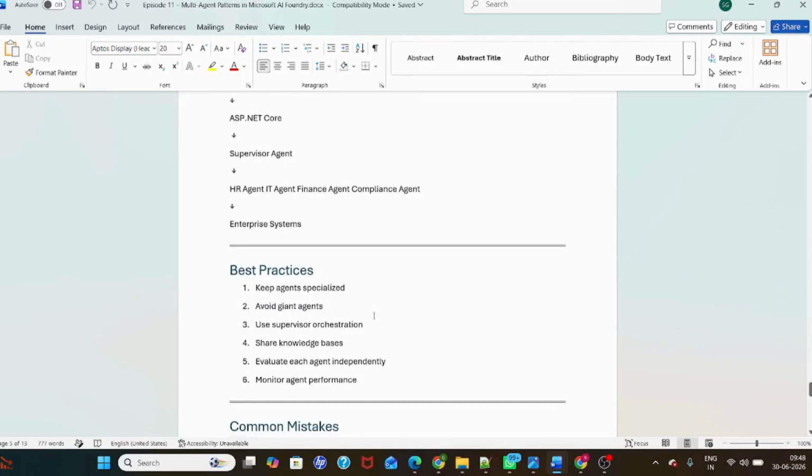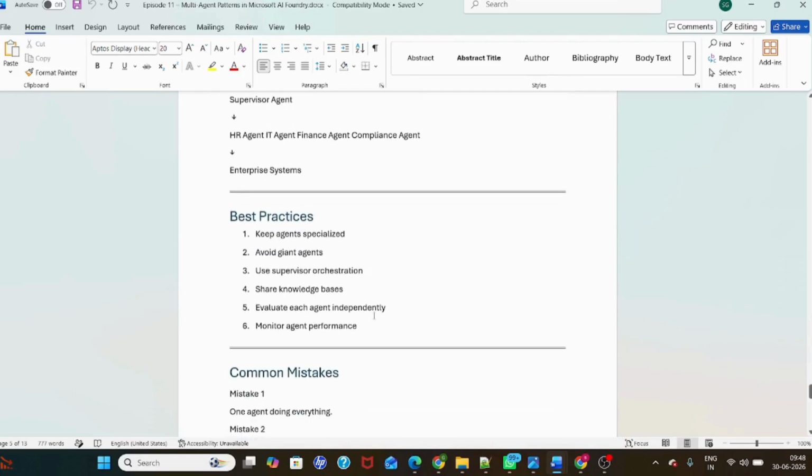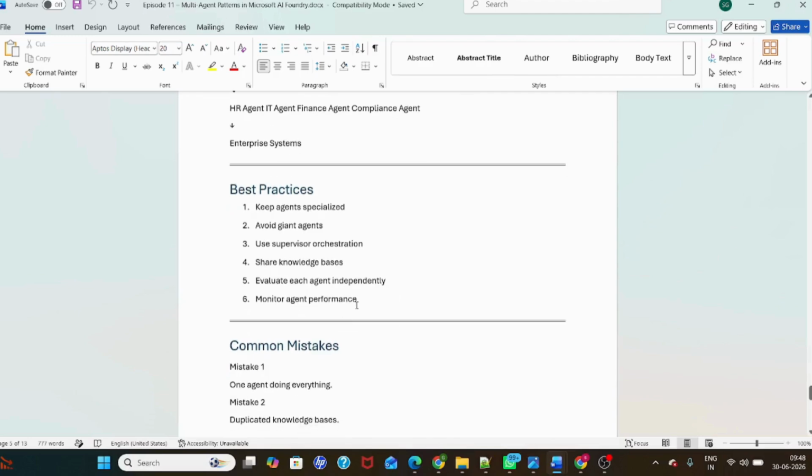So, best practices: keep agents specialized, avoid giant agents. Just like don't make a monolithic application, try to make a microservice application if it is a big one. Supervisor organization, the supervisor agent, as already said. Share the knowledge base. The knowledge base is very important so that the agent does not hallucinate or go outside the knowledge policy documents. Evaluate how the model and the agent are performing, the score that you can check. Monitoring is definitely required to understand how much time it is taking.